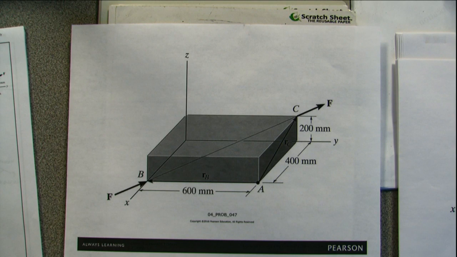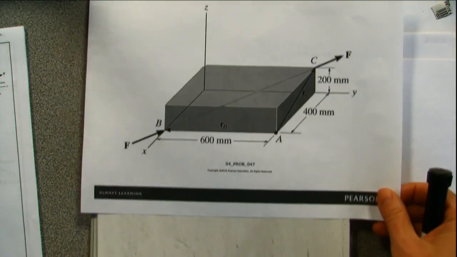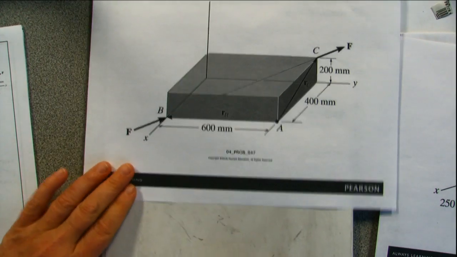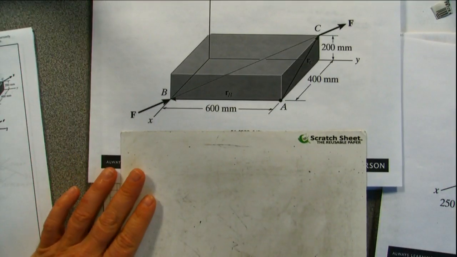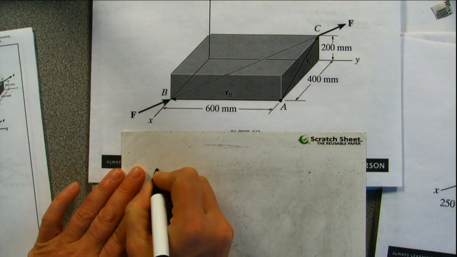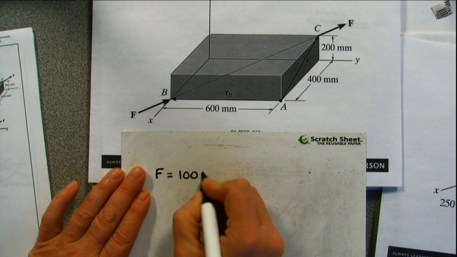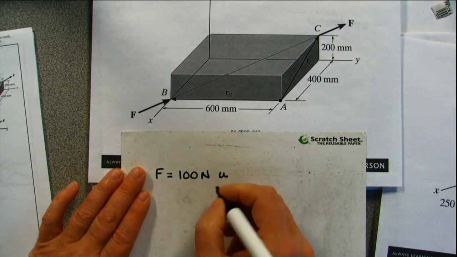This is one of those cases where knowing where you are in the book and knowing how they want you to solve it is going to give you that practice. So the first thing we've got to do is draw our force vector. Our force vector is going to be 100 newtons times our unit vector.